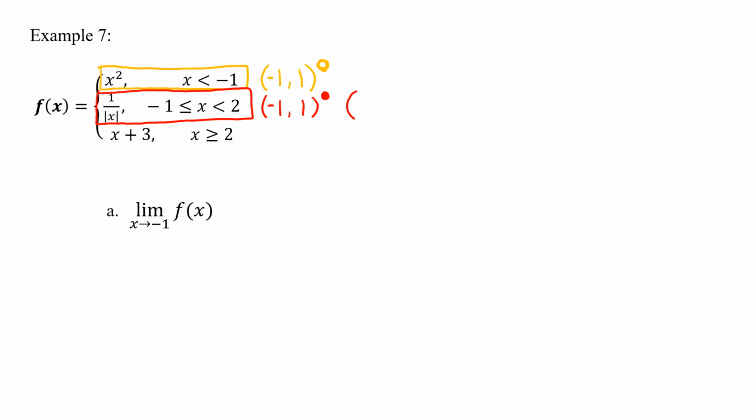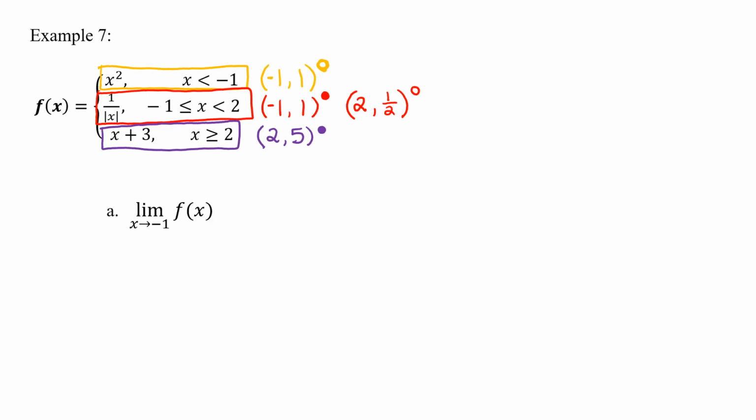Then we'll check the other boundary of our domain, which is 2, and 1 over the absolute value of 2 is 1/2. And this is an open circle. Then the last piece of our function is x plus 3 when x is greater than or equal to 2. So we'll substitute that boundary of our domain, which is 2, into x plus 3, so 2 plus 3 is 5. And since we have this greater than or equal to symbol, that means that we have a closed circle at the point 2, 5.